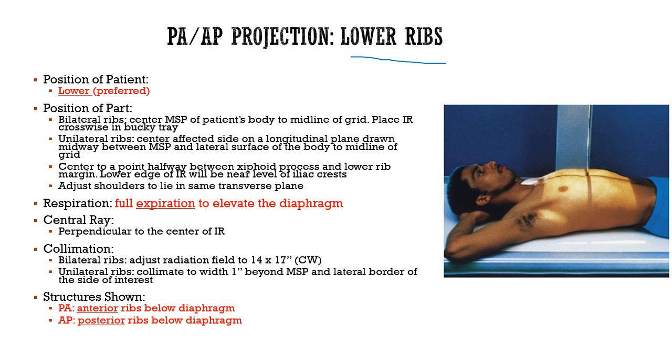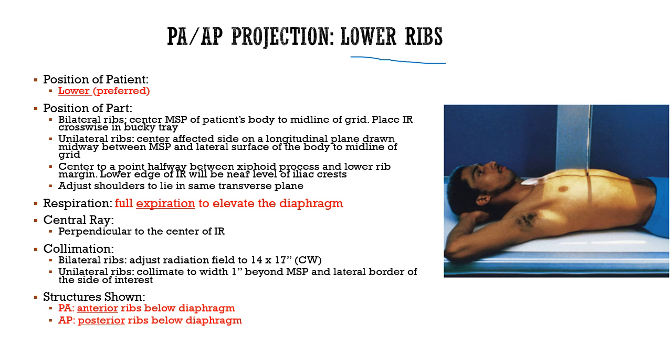We want the unilateral ribs. You want to center the affected side on the longitudinal plane, drawn midway between the mid-sagittal plane and the lateral surface of the body, to the midline of the grid. You want to center to a point halfway between the xiphoid process and the lower rib margin, and adjust the shoulders to line the same transverse plane.